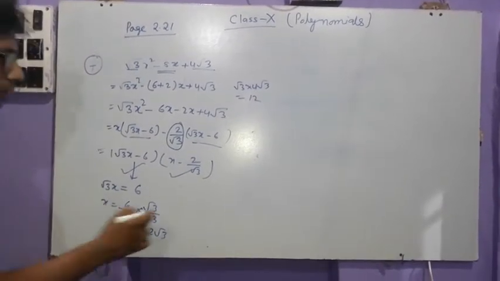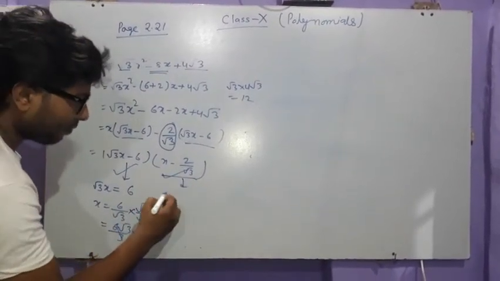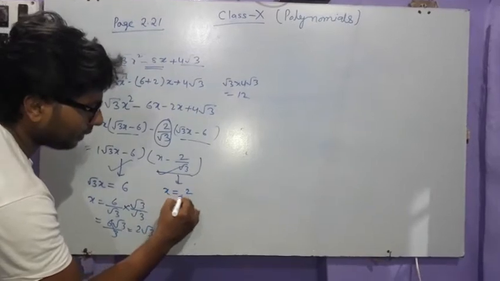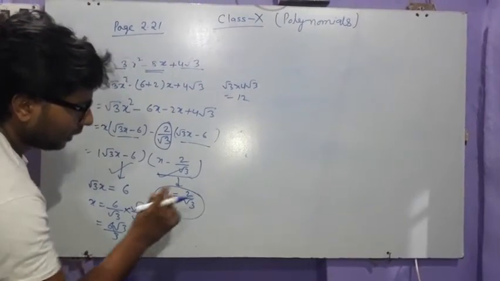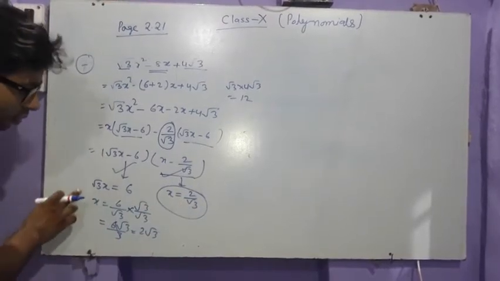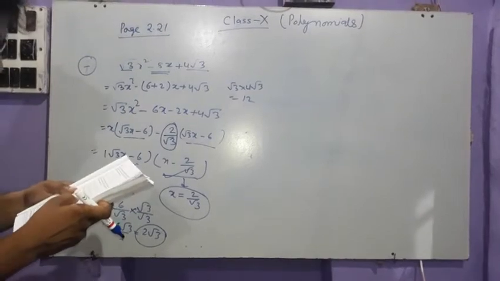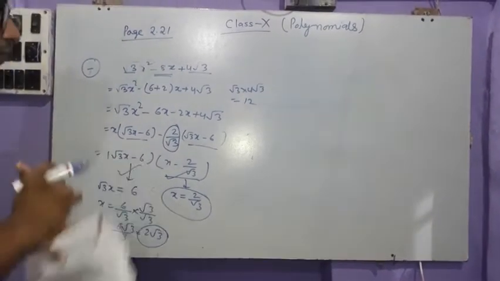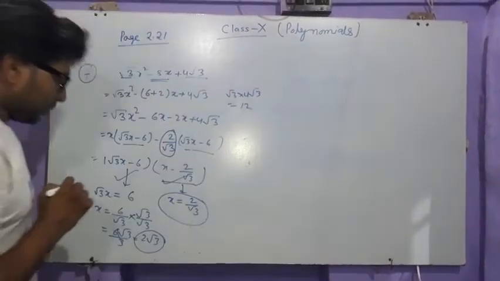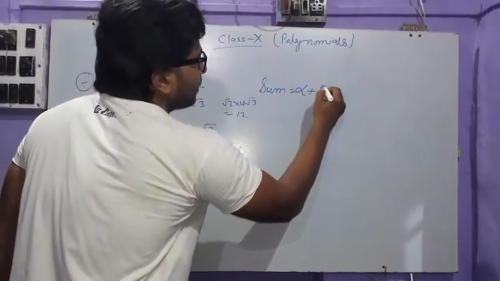This is the first value. Again, when this factor will be 0, x equals 2 by root 3. When this term will be 0, the value of x is 2 by root 3. When the other term will be 0, the value of x will be 2 root 3. Now our question is telling that verify it. Okay, so what will be the sum? The sum will be equal to alpha plus beta.